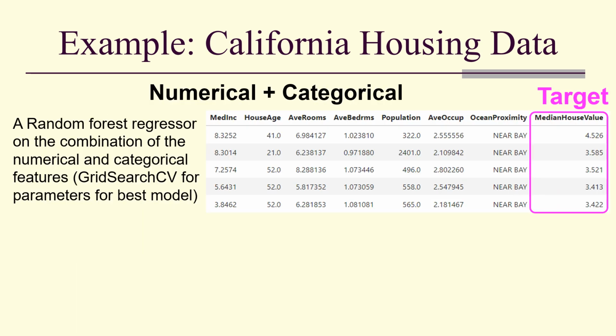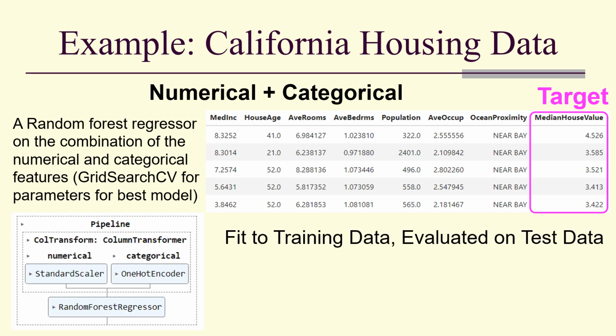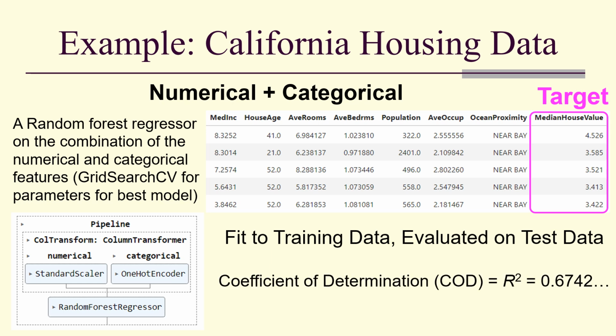First, let's look at the numerical plus the categorical. Using a random forest regressor, we did a grid search CV for the best parameters, and we ended up with this pipeline. We fit to the training data and evaluated on the test data. The coefficient of determination, the R squared, is 0.6742. And remember, that's the pipeline applied to the test data, not to the training data.